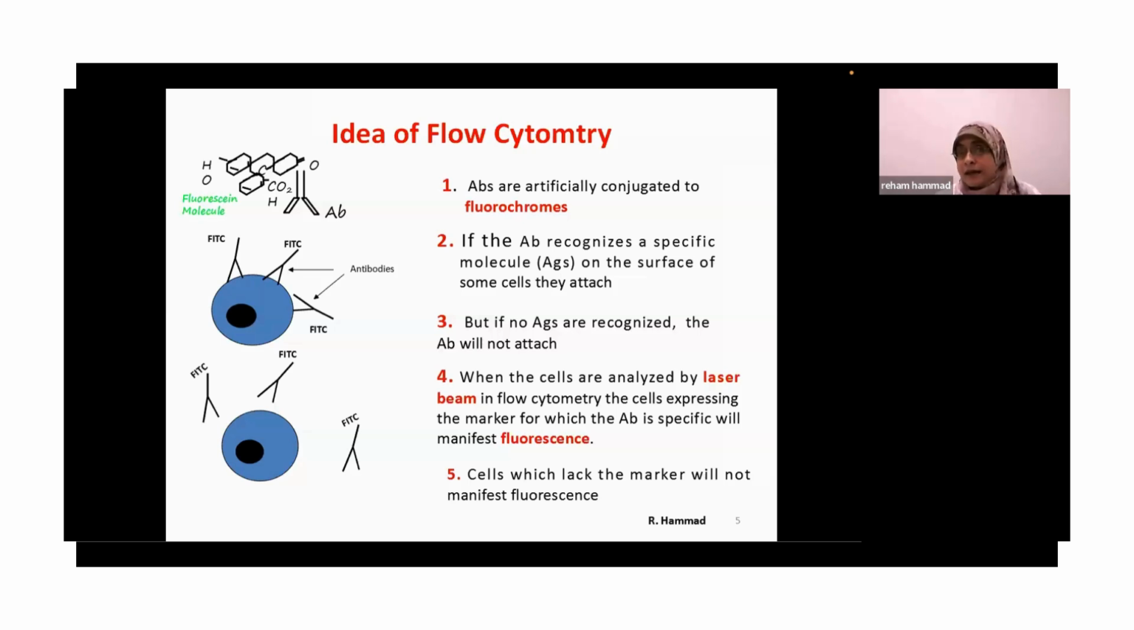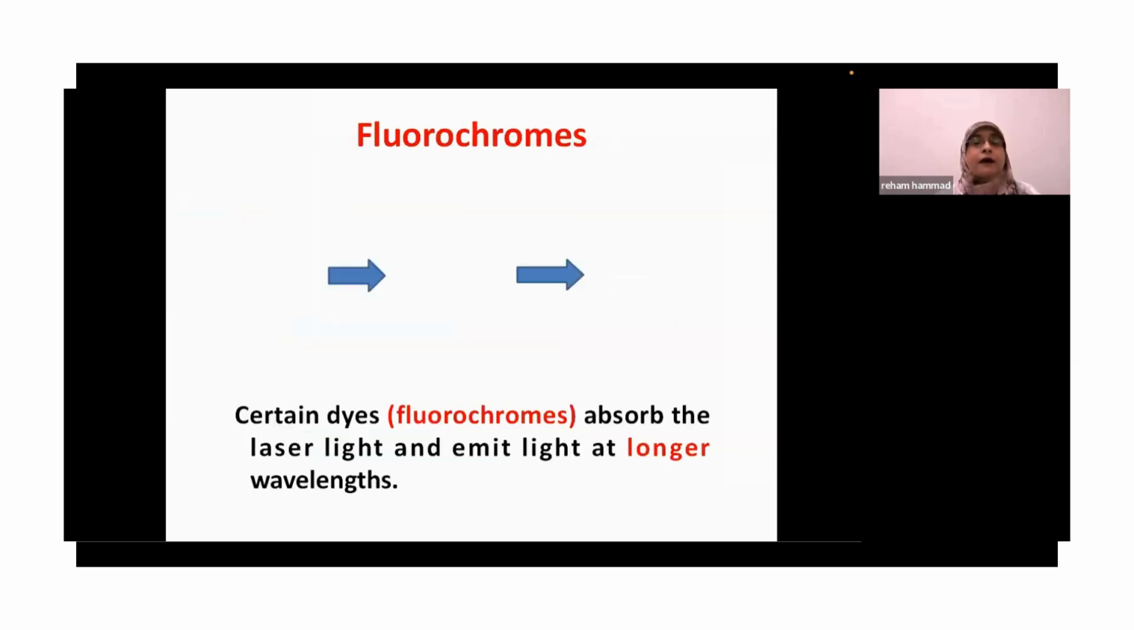So we said that there is an antibody that is attached to a fluorochrome, and we now need to understand what the fluorochrome is. Let's just say that fluorochromes are certain dyes. They have the ability to absorb the light of a laser when it intersects with it, and then emit light with a specific condition: that this emitted light will be on a longer wavelength than the absorbed or stimulating light.